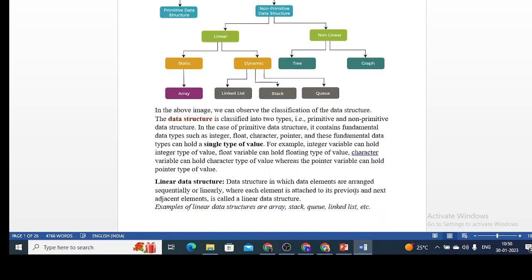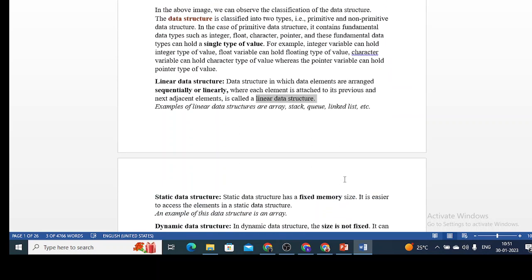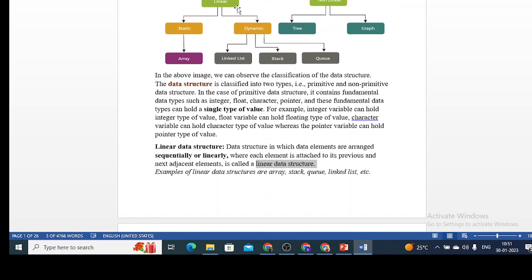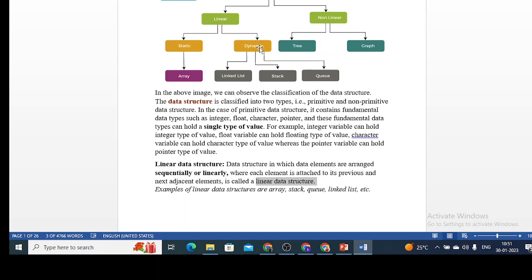Now see the first category, that is linear data structure. Data structure in which the data elements are arranged sequentially or linearly, where each element is attached to its previous and next adjacent element, is called a linear data structure. It is going to be sequential. For example, you can say array, stack, queue, linked list. Now this linear is again categorized into two categories, that is static and dynamic. Static is again it can be array, whereas dynamic we may have linked list, stack, and queue.